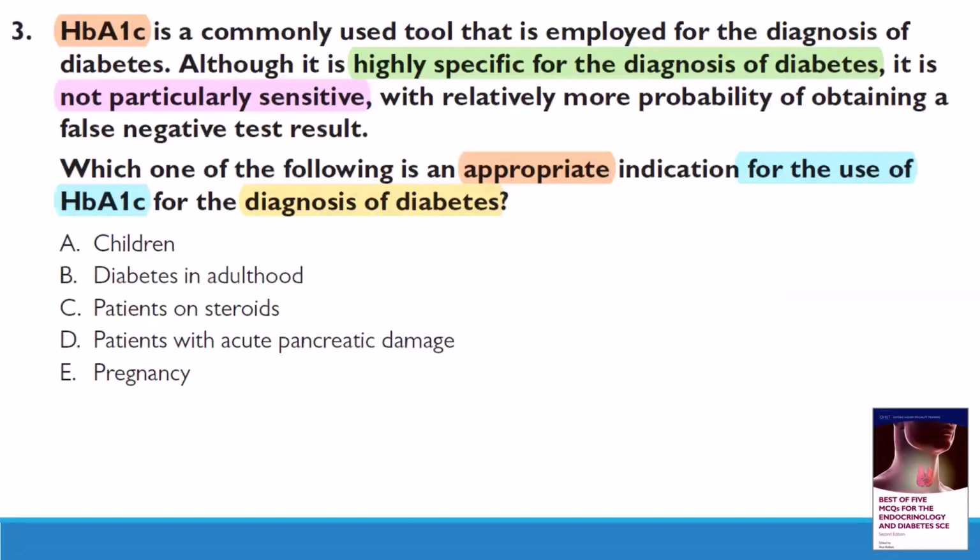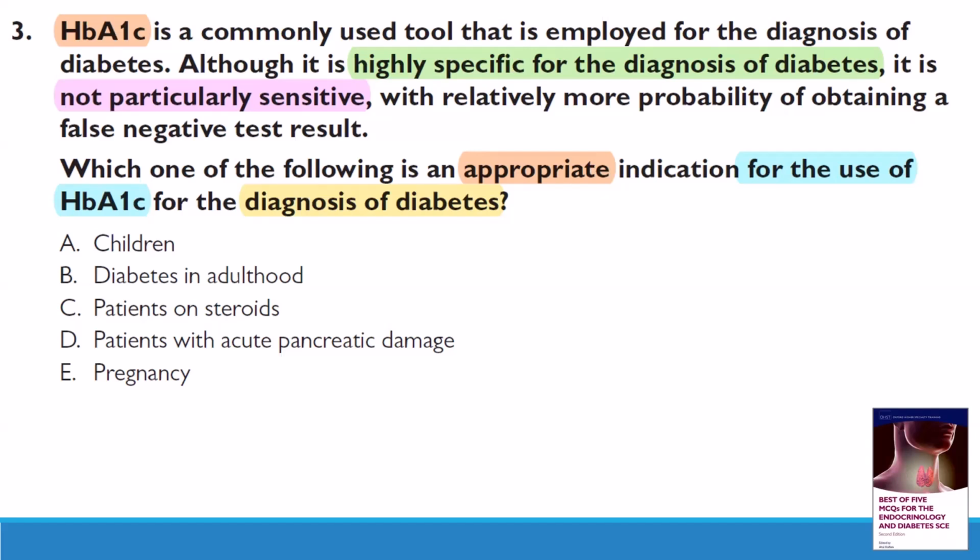Let's go to another question from the Atoll book. If you read the question, which one of the following is an appropriate indication for use of hemoglobin A1C for diagnosis of diabetes mellitus? Don't forget that hemoglobin A1C reflects the RBC hemoglobin lifespan in the preceding 3 months.